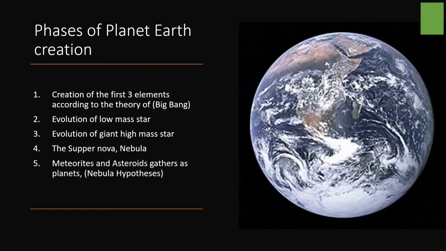And the fifth phase is the gathering of many meteorites and also asteroids together to create the planet. And this has been explained by the nebula hypothesis, which we are going to discuss shortly in this presentation.